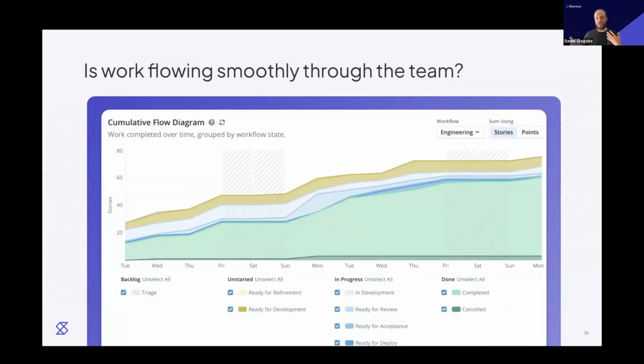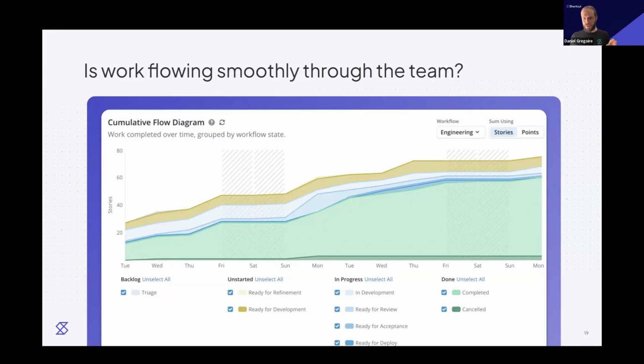So how can we visualize whether work is flowing smoothly through the team? This is one tool that Shortcut provides. This is a cumulative flow diagram. We have this on the iteration page and on the standalone reports page. And this shows the accumulation of work in different workflow states over a period of time. So this period of time here is a 2-week long iteration.